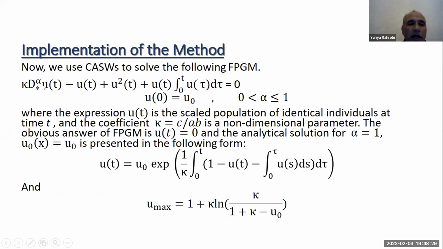Implementation of the method. Now we use CAS wavelets to solve the following fractional population growth model. Kappa D alpha U of t minus U of t plus U power 2 of t plus U of t integral from 0 to t of U of tau d tau is equal to 0, with U of 0 equal to U index 0, alpha greater than 0 and smaller than 1, where the expression U of t is the scaled population of identical individuals at time t, and the coefficient kappa is equal to C of AB, a non-dimensional parameter.